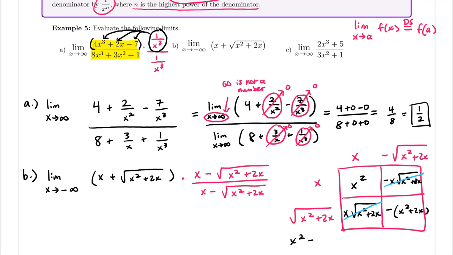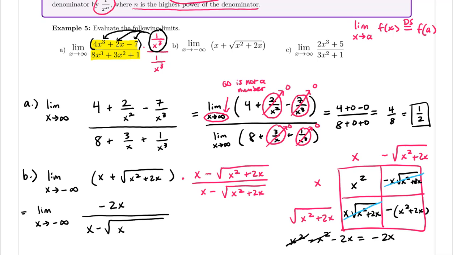I'm going to distribute the negative sign in the last box. So I have x squared minus 2x, and these result in a sum of 0, so I just have negative 2x left over. Coming back over here, we have the limit as x approaches negative infinity. I've simplified the numerator, and it simplifies to negative 2x. And the denominator, I'm just going to copy it down because 1 times this thing gives us x minus the square root of x squared plus 2x.